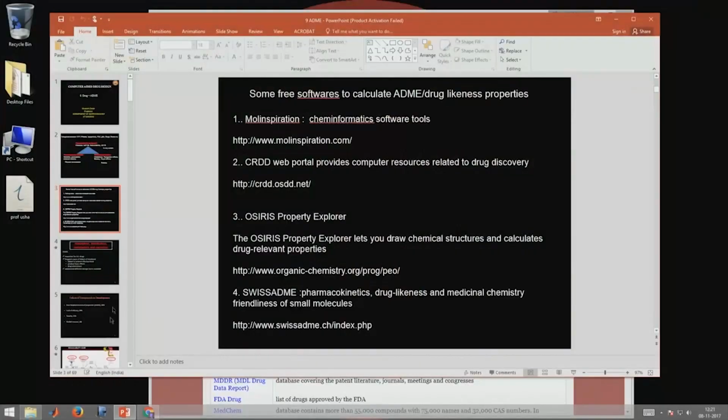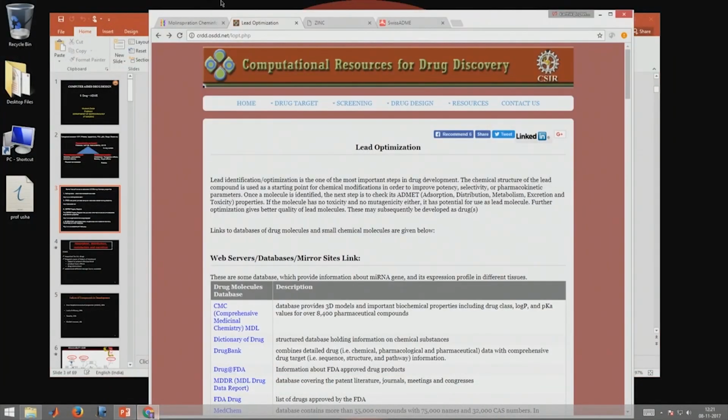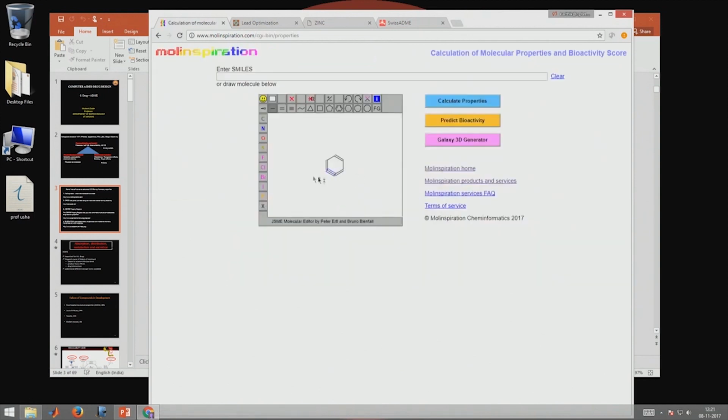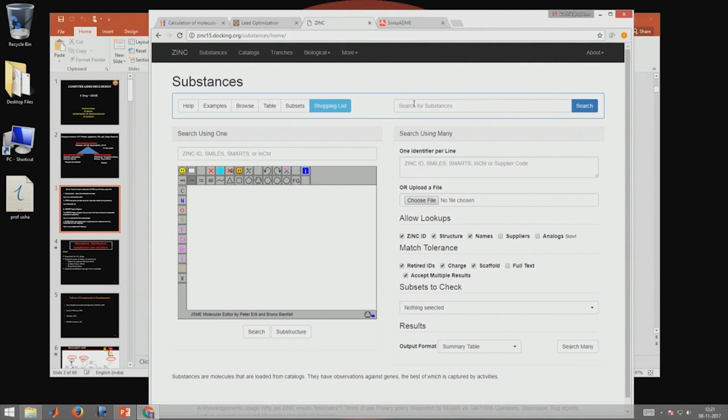For example, if you take this first one, the Mol Inspiration, that is quite an interesting software. So, this is called the Mol Inspiration software. Okay. So, we can go into free online services. We can draw structures here. We can draw any structures, or if I have the smile notation I can download. For example, if I have metformin I can download, or I can draw a structure.